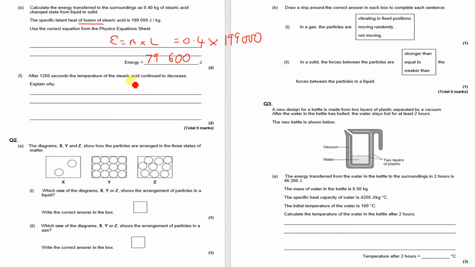It says explain after 1200 seconds the temperature of stearic acid continued to decrease. Why is that? The reason for that is because stearic acid, which is a solid, has higher temperature than its surroundings, so it will continue to give out heat until it reaches the same temperature as the surroundings. So let's write that down. The solid stearic acid has a higher temperature than the surroundings.